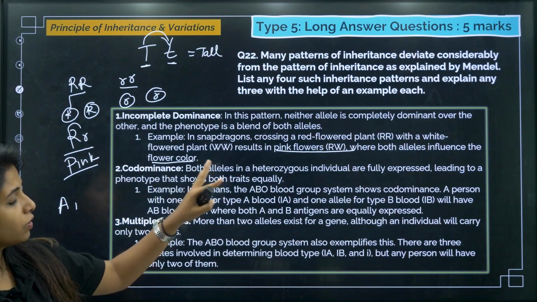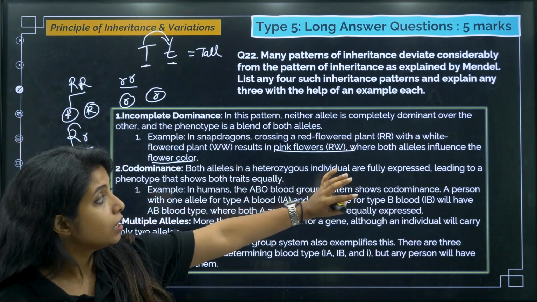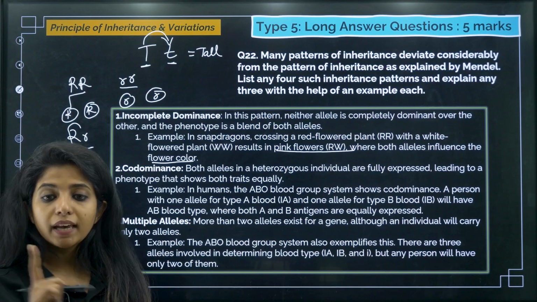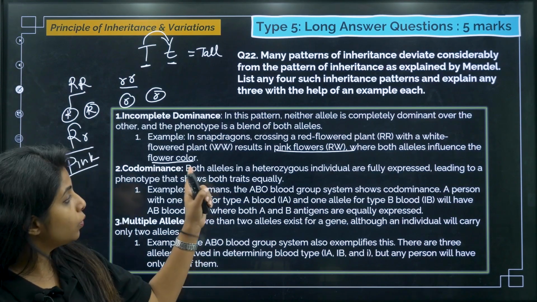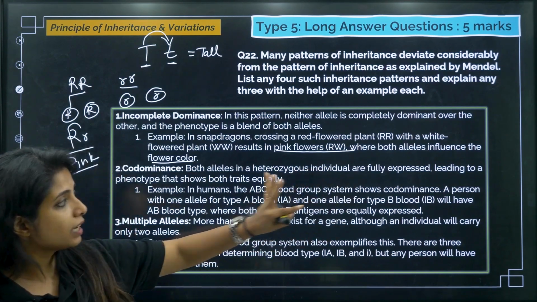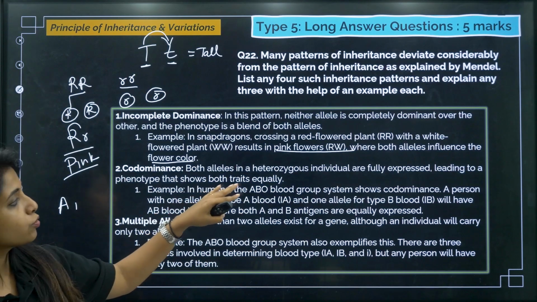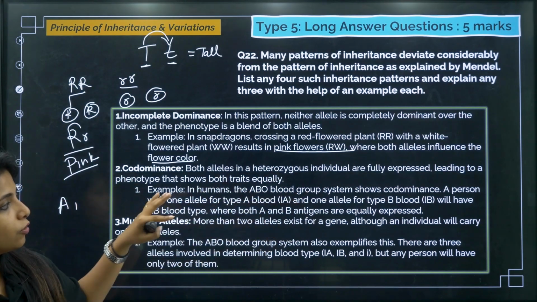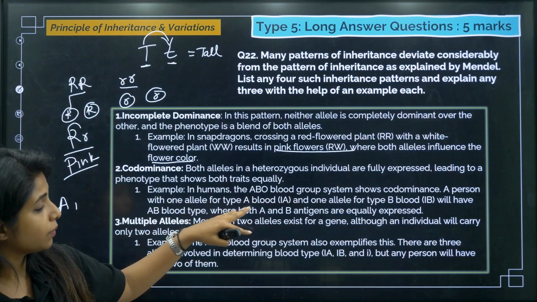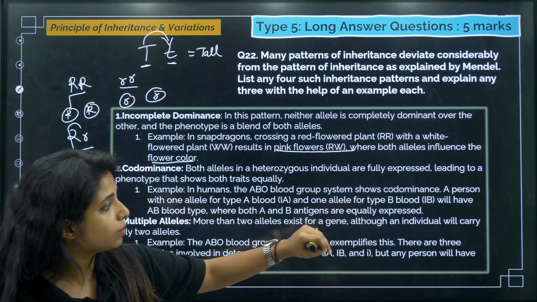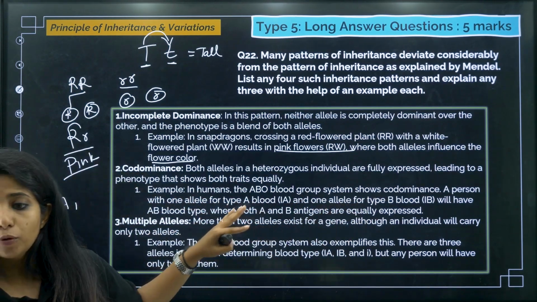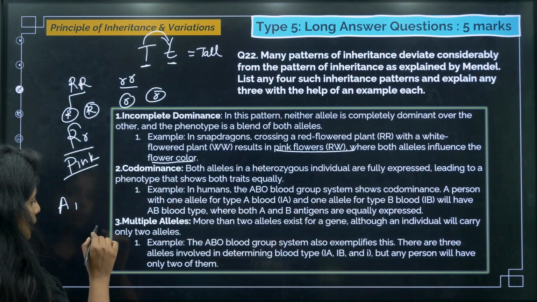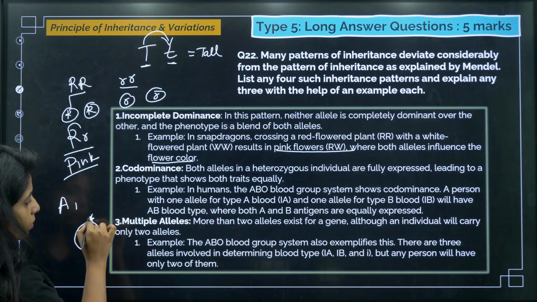So codominance is where both the alleles in a heterozygous individual, as in they are not the same, are fully expressed. A and B are different, heterozygous. A and A is homozygous. So both the alleles in a heterozygous individual are fully expressed, leading to a phenotype that shows both the traits equally. Example: in human beings, ABO blood group shows codominance. A person with one allele for type A blood group and one allele for type B blood group will have AB blood type, where both A and B antigens are equally expressed. So here, the antigens are being expressed.